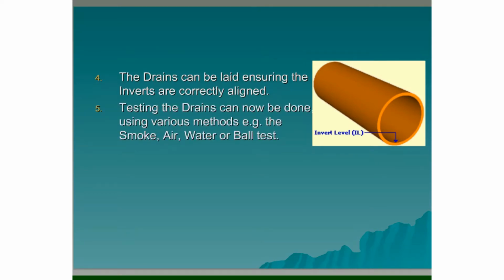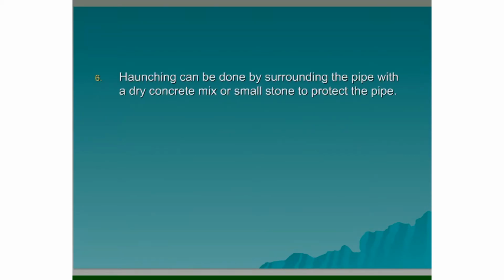5. Testing the drains can now be done using various methods, for example the smoke test, the air test, the water test, or the ball or mandrel test. 6. Haunching can be done by surrounding the pipe with a dry concrete mix or small stone to protect the pipe. The trench is excavated, the pipe is laid, and then the haunching surrounds the pipe in order to protect the pipe and prevent it from moving.